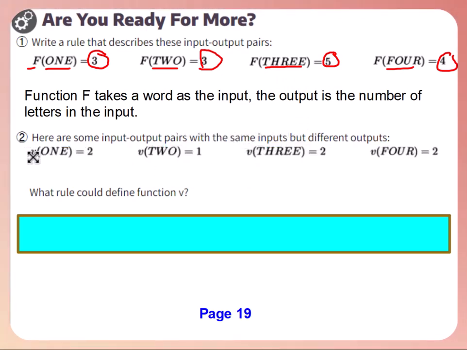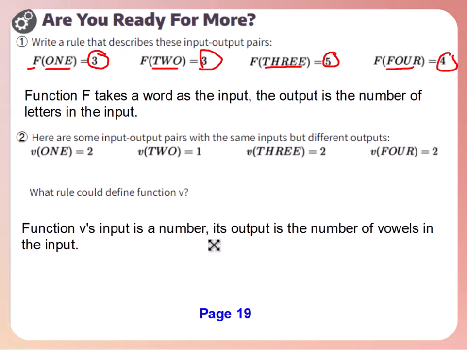Now we're going to use the function v of the word 1, but this time we're getting the answer 2. So what could be the rule for function v, where we're getting the same words we're putting in, but we're getting out different answers? All right, stop if you need to, think about it, and then come back. All right, function v: the input is a number word, and the output is the number of vowels. So we're looking at vowels this time.